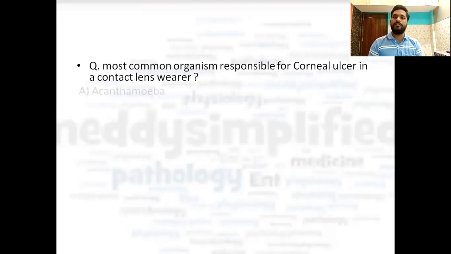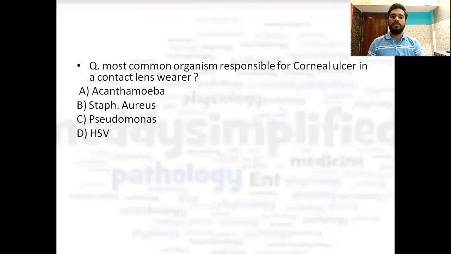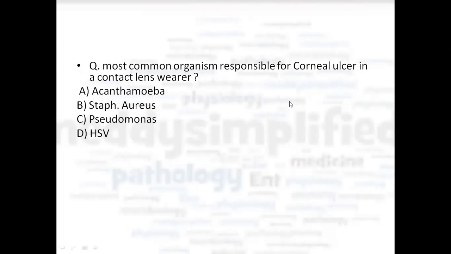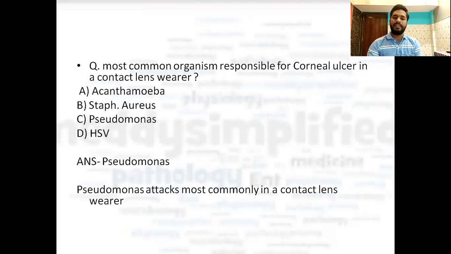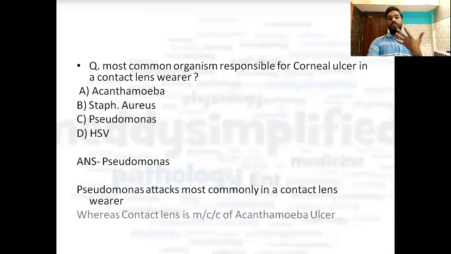Now going further, there is a question: what is the most common organism responsible for corneal ulcer in a contact lens wearer? The options are Acanthamoeba, Staph aureus, Pseudomonas, and HSV. Right now I just told you that the most common cause of Acanthamoeba ulcer is contact lens, right? So if we go with that, people tend to mark the answer as Acanthamoeba, but the answer is Staph aureus. Staph aureus is the organism which most commonly attacks the contact lens wearer, but contact lens is the most common cause of Acanthamoeba ulcer.